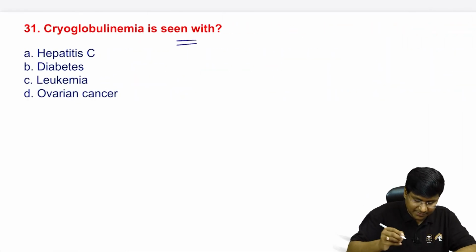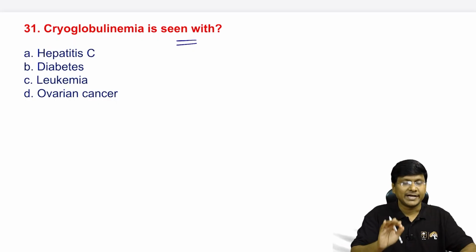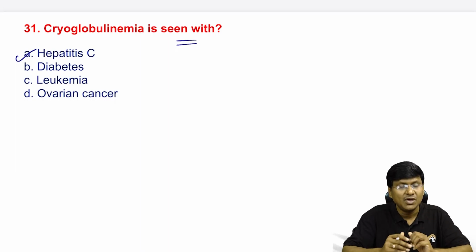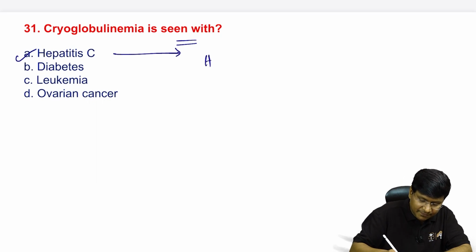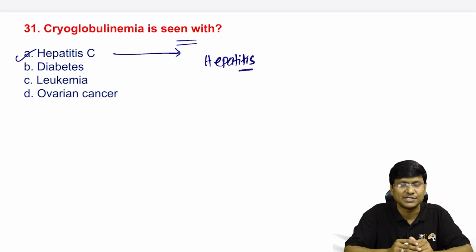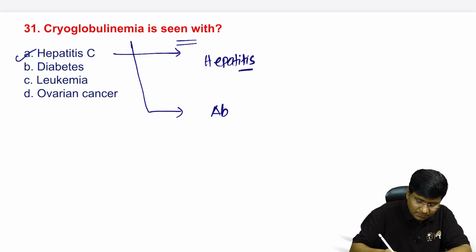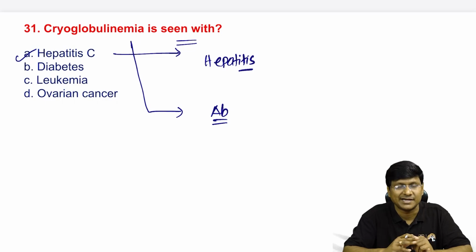Cryoglobulinemia is seen with hepatitis C, diabetes mellitus, leukemia, and ovarian cancer. So cryoglobulinemia is commonly seen with hepatitis C, right? In hepatitis C, there will be development of hepatitis, which will progress to cirrhosis of liver, and that will progress to the development of hepatocellular carcinoma. And what is cryoglobulinemia? That is cold precipitable immunoglobulins.